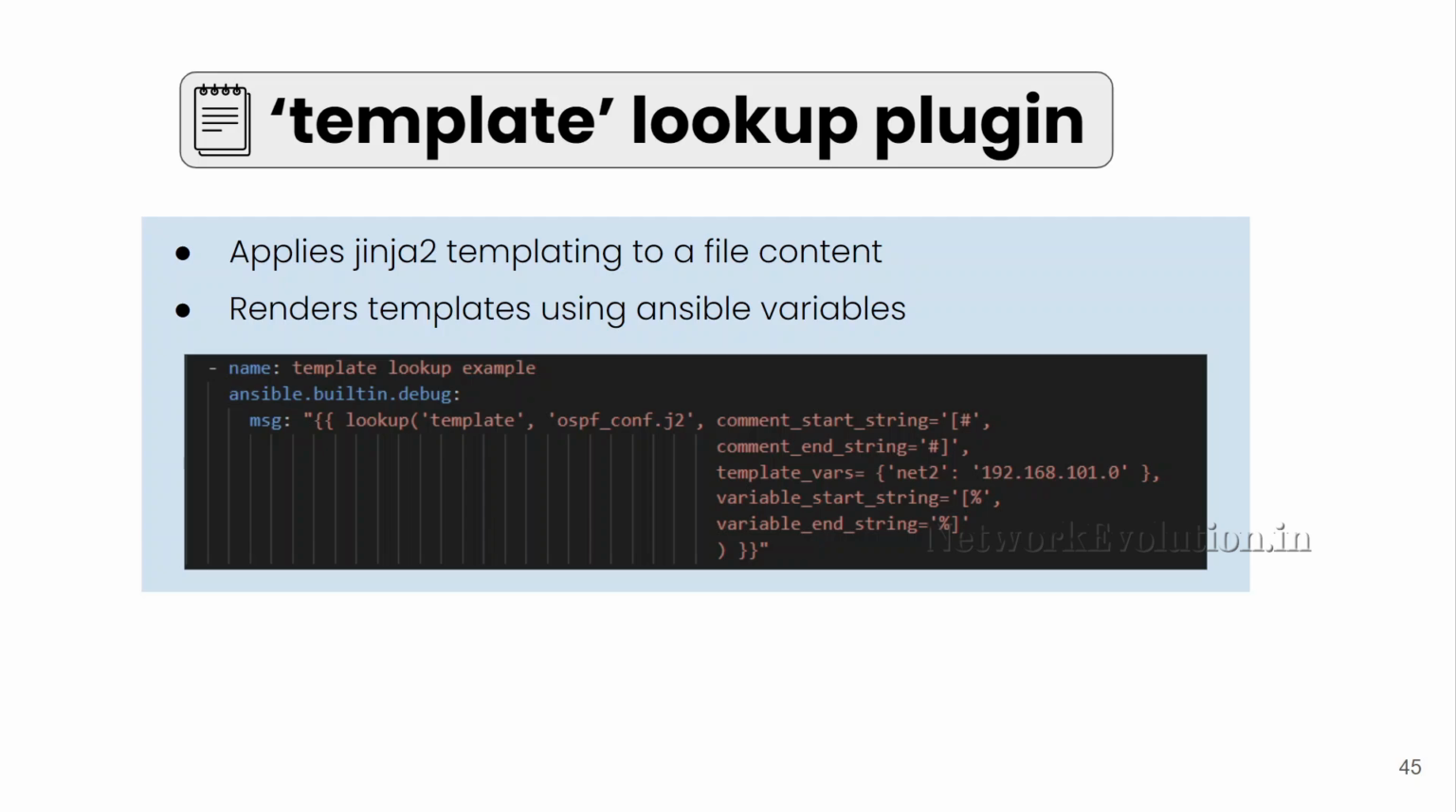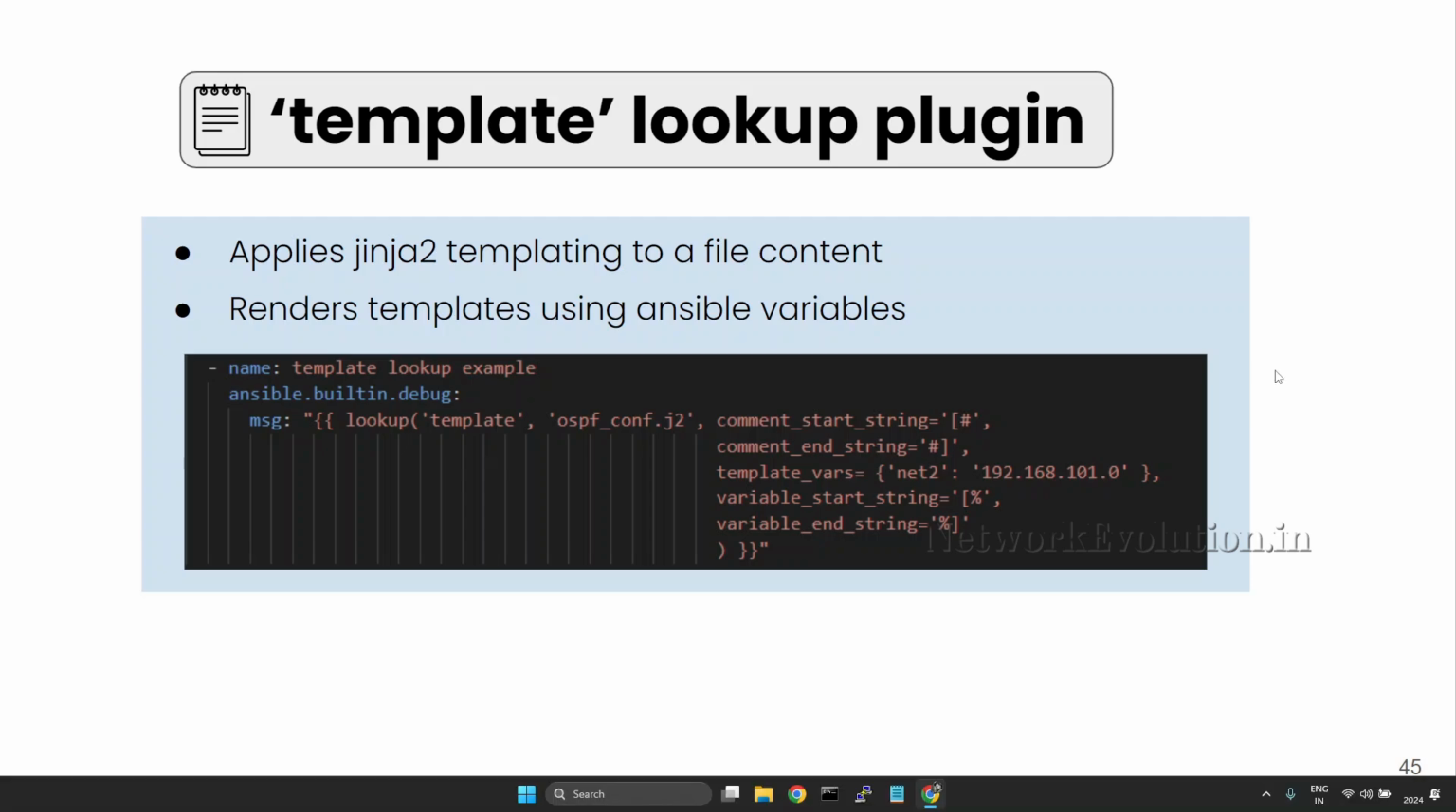So this is having multiple options like comment start and end string. Template var, we can pass the variable manually within the lookup plugin, and we can even define variable start and end string. We'll take a look into all these options. Let us start writing the code.